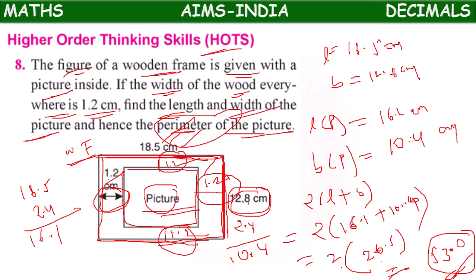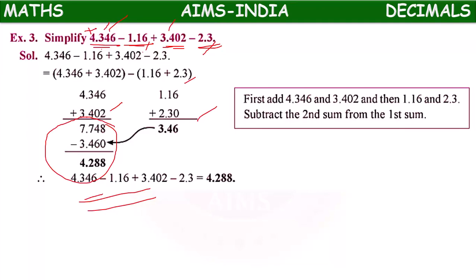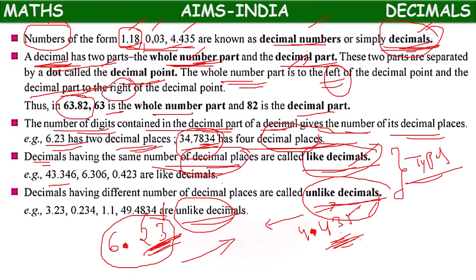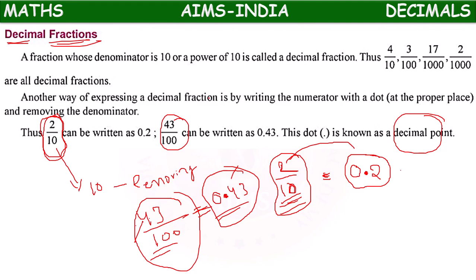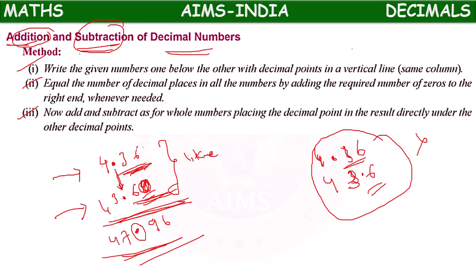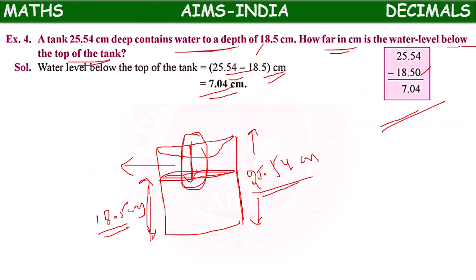Okay, children. That's all for today. So what we have learned? We learned about what are decimal fractions. So about property we have learned. Addition and subtraction of decimals we have learned. And we have solved some problems.